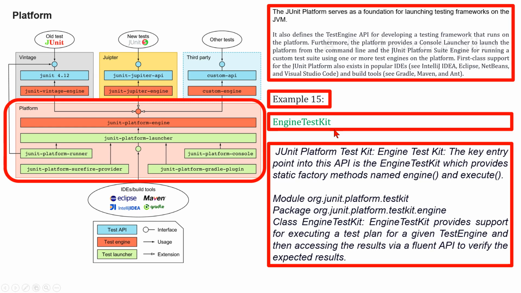The org.junit.platform.testkit.engine package provides support for executing a test plan for a given test engine running on the JUnit platform and then accessing the result via a fluent API to verify the expected result. The key entry point into this API is the EngineTestKit, which provides static factory methods named engine and execute. It is recommended that you select one of the engine variants to benefit from the fluent APIs for building a launcher discovery request. If you prefer to use the LauncherDiscoveryRequestBuilder from the Launcher API to build your request, you must use one of the execute variants in the EngineTestKit.